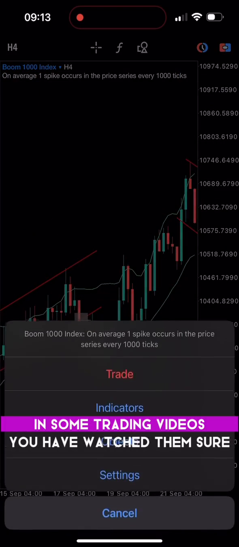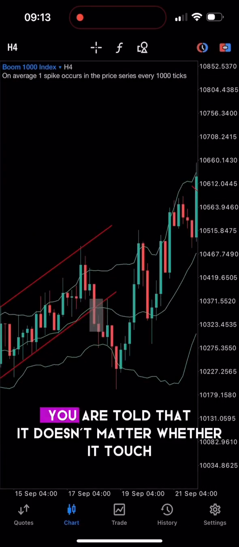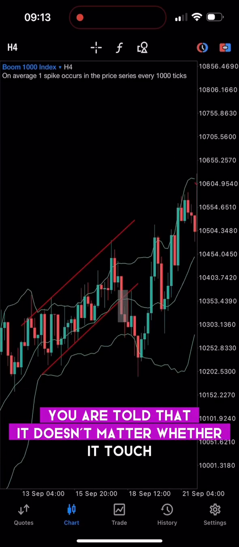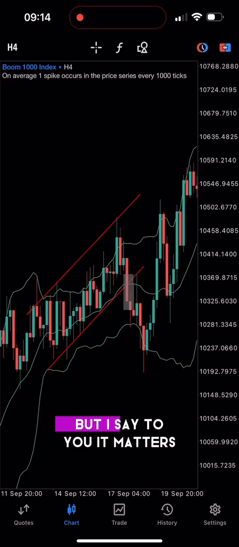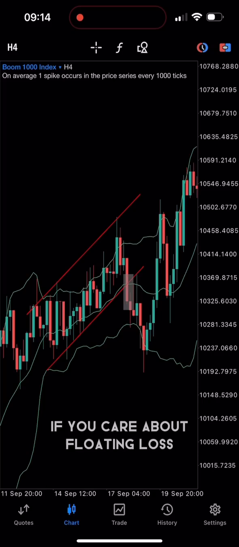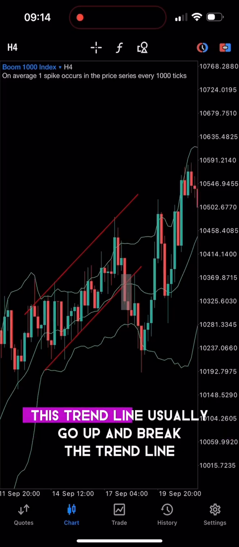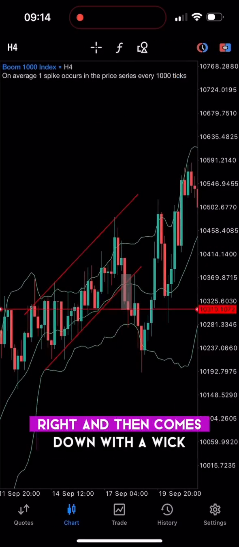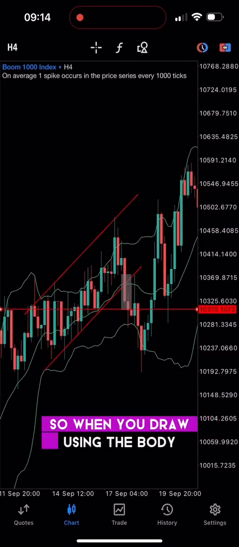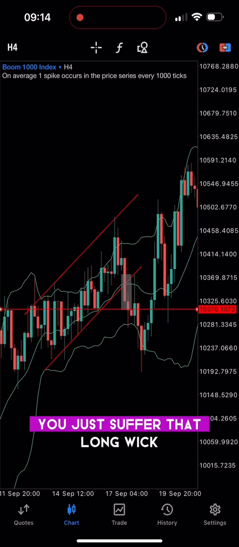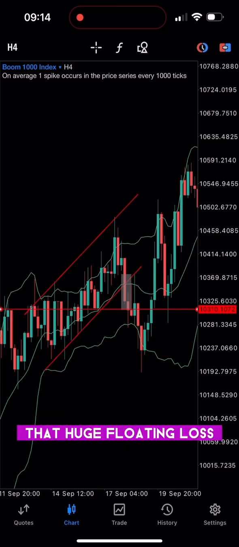In some trading videos you have watched, I'm sure you are told that it doesn't matter whether it touched the wicks or the body, but I say to you, it matters. If you care about floating loss, yes, it does matter, because these trend lines usually go up and break the trend line, right, and then come down with a wick. So when you draw using the body, you just suffer that long wick, that huge floating loss.